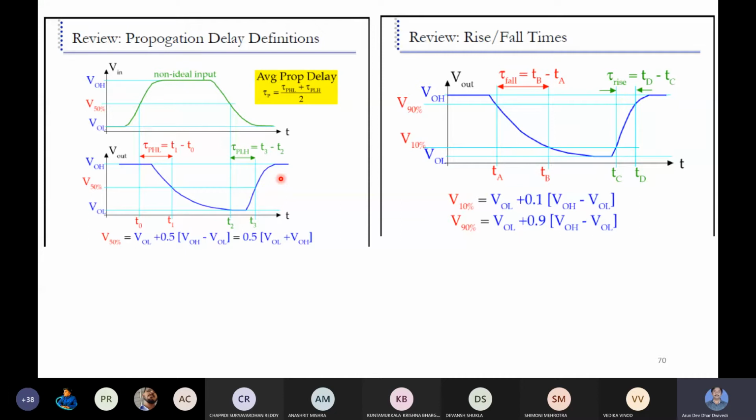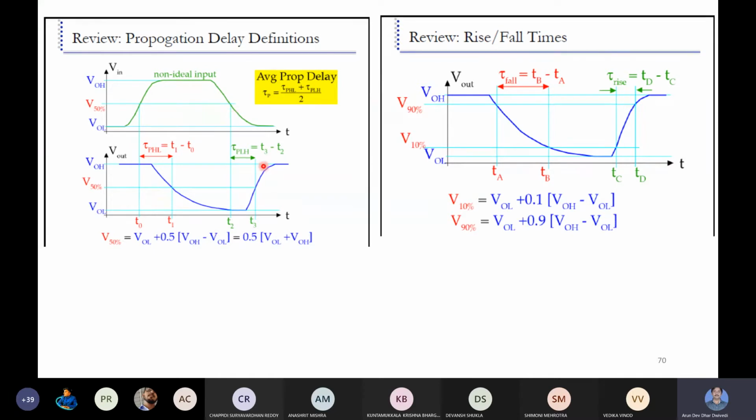Both delays should be calculated, added, and then averaged. We can see the 50% point of the input pulse as it switches from low to high, and the output pulse coming from high to low reaching 50% amplitude. This time is T0 and this time is T1. The difference T1 minus T0 is called tPHL, because the output is switching from high to low. So this time difference is tPHL, the delay at the falling edge, and similarly we can calculate the delay at the rising edge, tPLH.